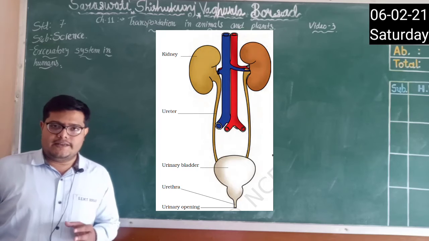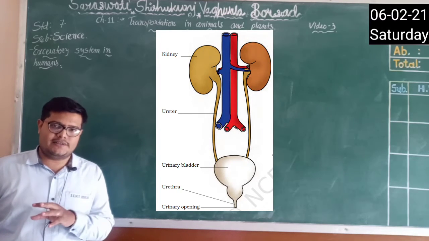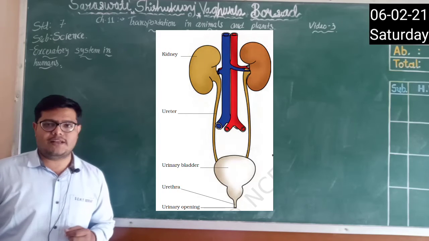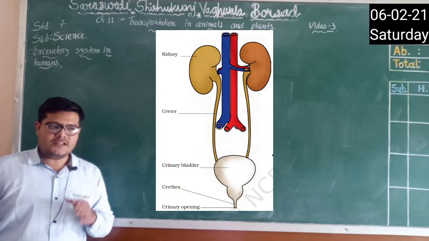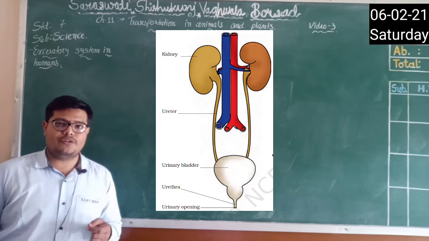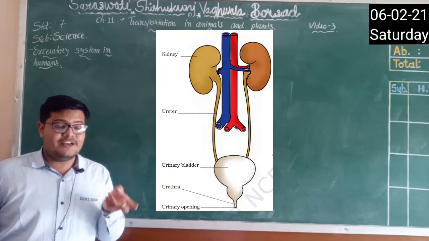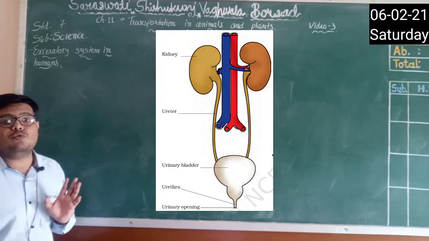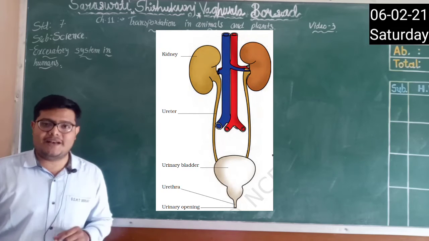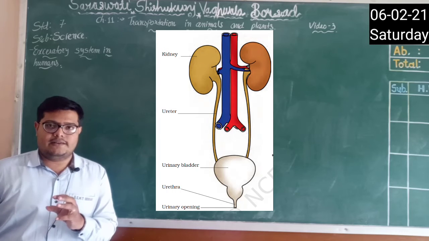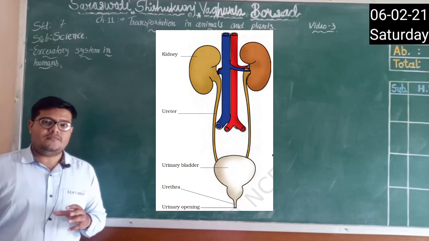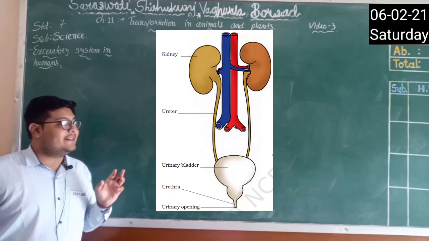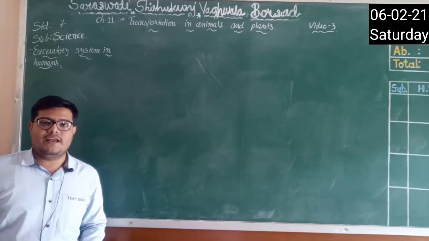When blood reaches the kidneys, that blood has both useful substances as well as harmful, toxic substances, and the toxic substances should be removed from the blood. When it passes through the kidney, the useful substances are absorbed back into the blood. The toxic substances dissolve in water and move from the kidney into the ureters. The ureter is a tube-like structure. From the ureters, the water which contains toxic material is stored inside the urinary bladder. From the urinary bladder it moves into the urethra, and then it is removed through the urinary opening. So this is how we pass urine.